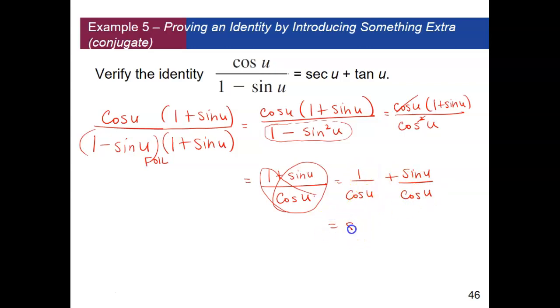1 over cosine is secant. Sine over cosine is tangent. And that's where we needed to end up. So sometimes the conjugate just gives us that little bit different form that we need to be able to manipulate it and get it where we're trying to get to, which is this end result here.